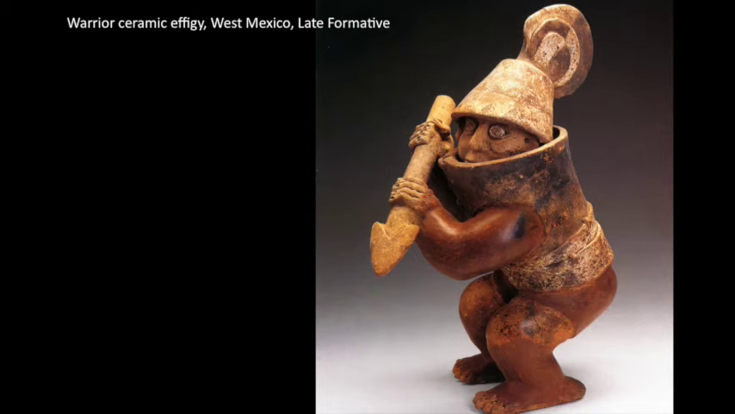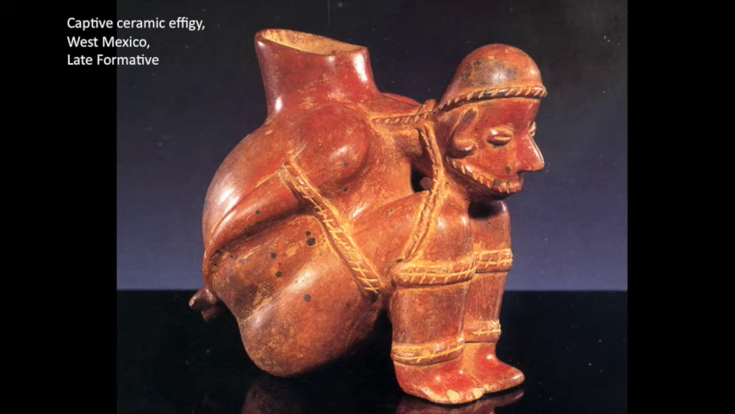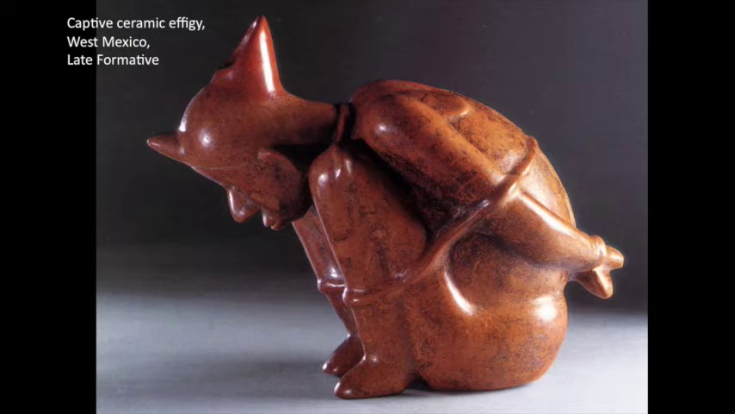The Mesoamerican ball game was often linked to warriors and sacrifice. West Mexican effigy figures also show warriors. This man holds a spear and wears armor of leather or reeds. Here are 2 more warriors holding spears. As with the Moche in the Andes, West Mexicans also created effigy ceramic vessels of bound captives. Here is another example.